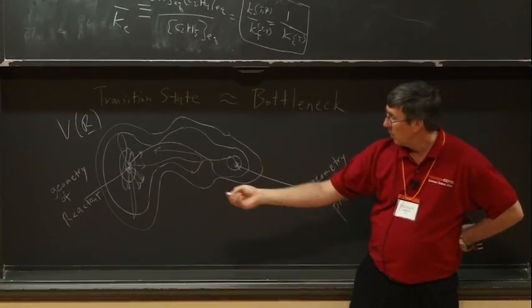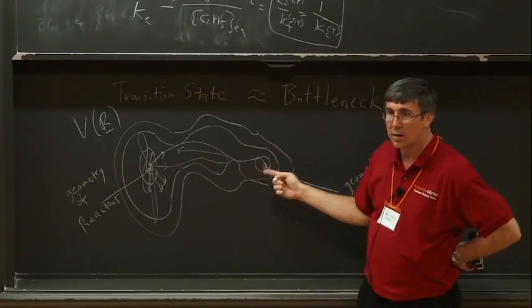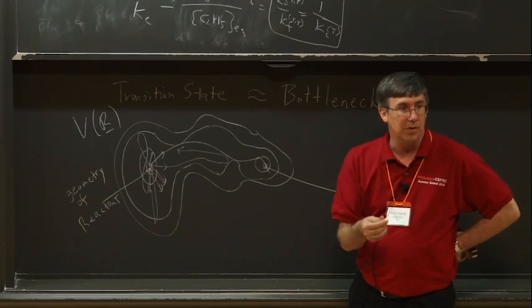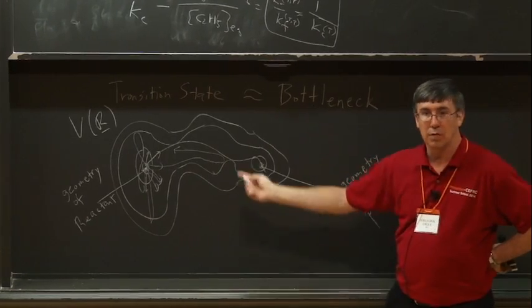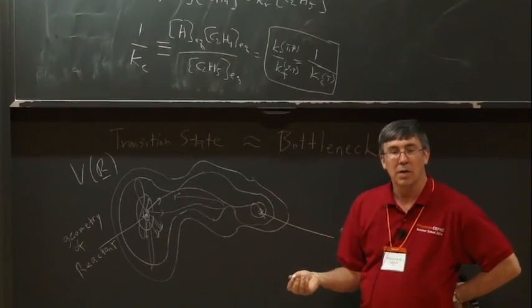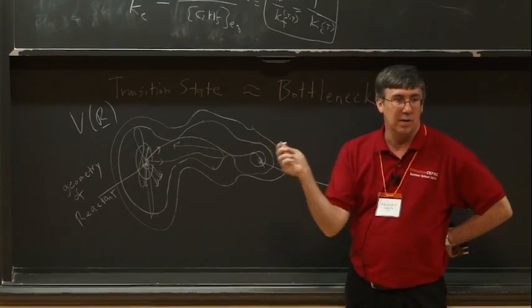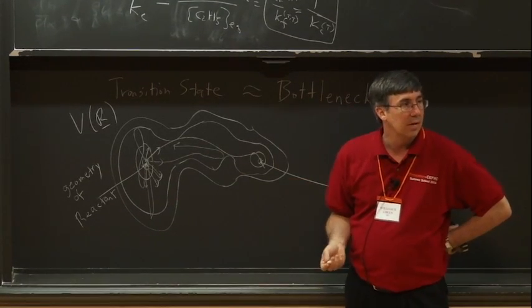The fraction of these trajectories that end up at the product is proportional to the rate coefficient. If the rate coefficient is high, then a high fraction of the trajectories will quickly get over to the product. If the rate coefficient is very low, most of them never get there, or else they take a really long time. Mostly they just never get there.